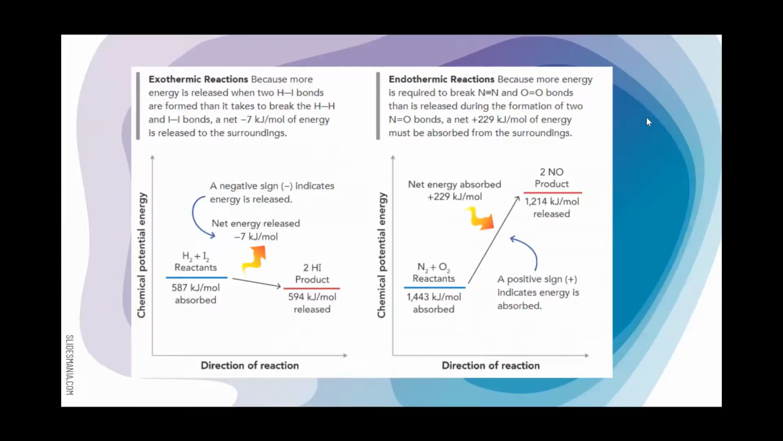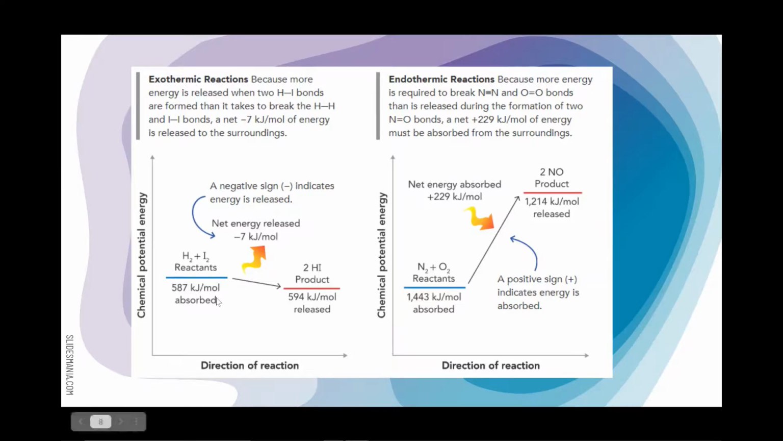So when we think about this, we can label those two types of reactions as endothermic or exothermic. So this is the first reaction that we looked at. So notice that we have our hydrogen and our iodine, and then we have our 2 moles of hydroiodic acid.